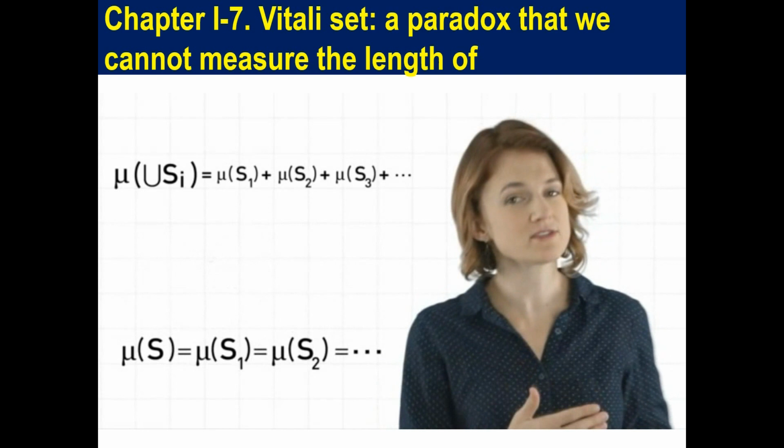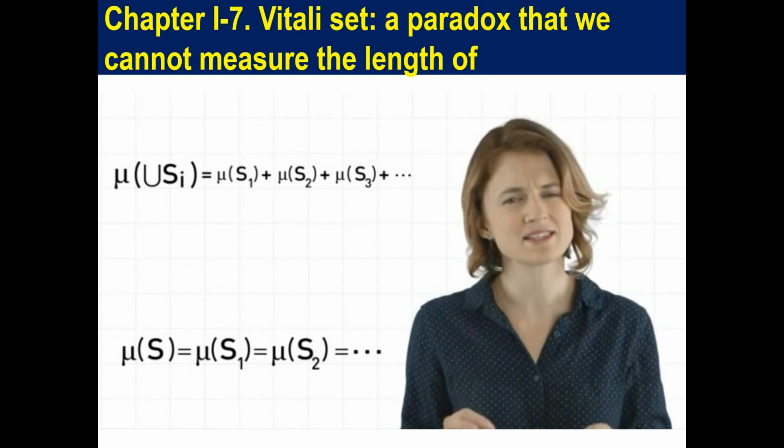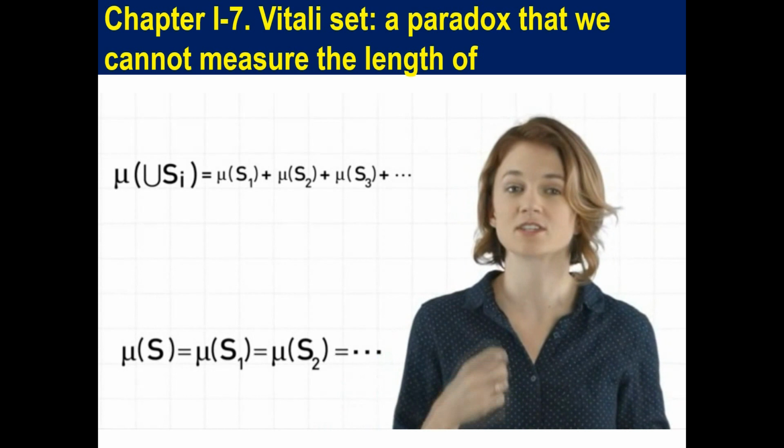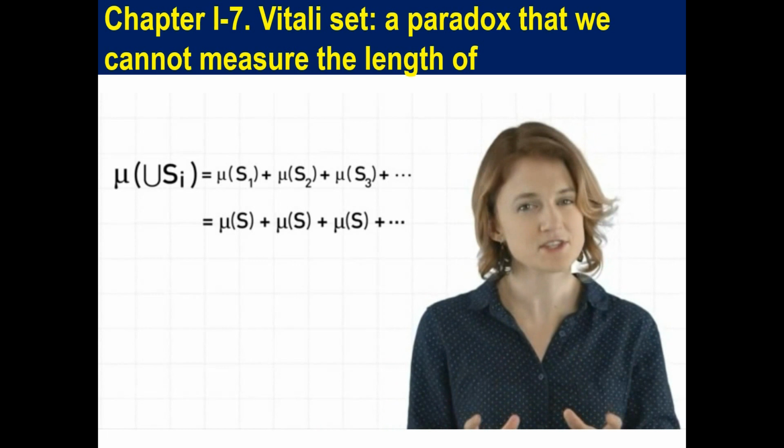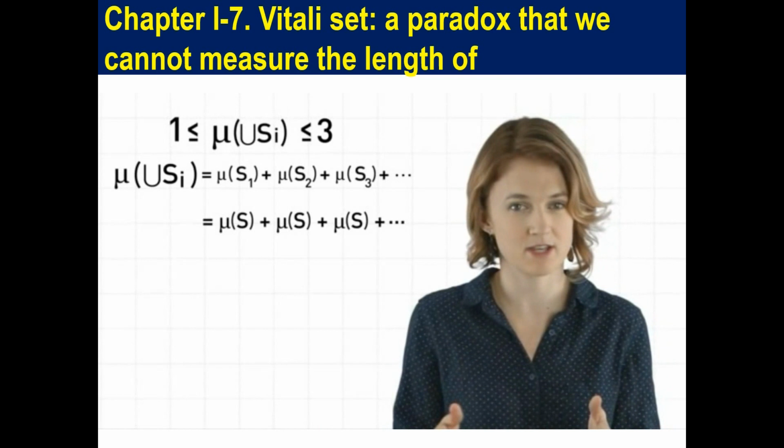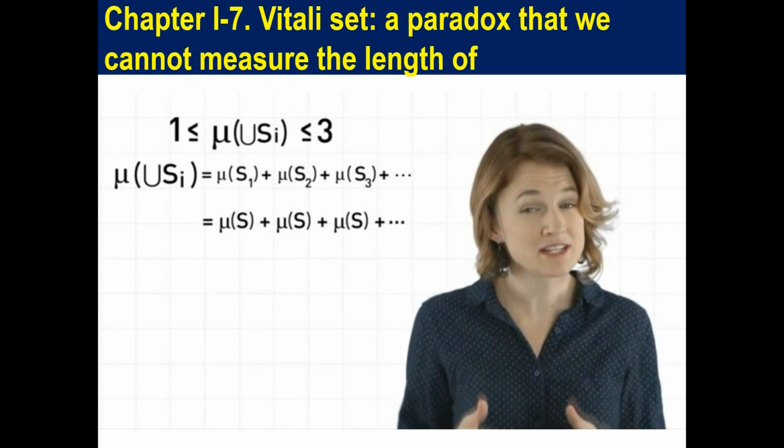Using our previous formula and the fact that the size of each S1, S2, S3, and so on is the same as the size of S, we now know that the size of the union of all the copies is just the size of S added to itself infinitely many times. This is a problem. We said that the size of the union of all the copies is between 1 and 3. Whatever the size of S is, there's no way to add that number infinitely many times and get a number between 1 and 3.